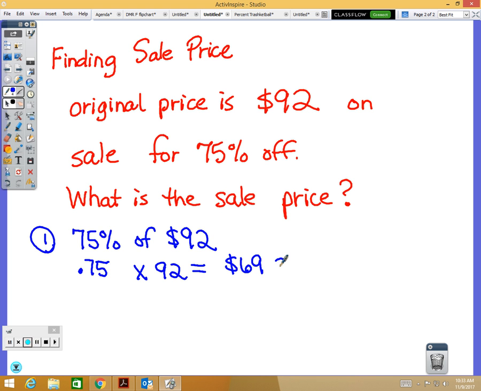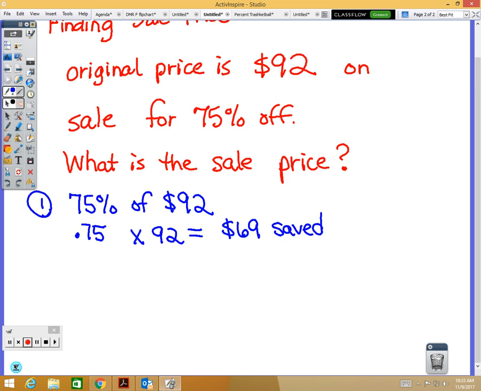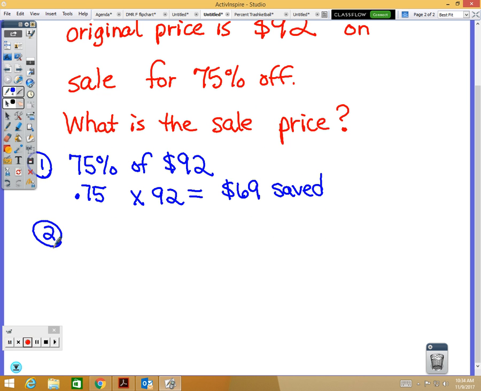That is not the answer yet. This is how much you are saving. Okay, again, they're taking 75% off. If they're taking it off, what operation in math is that? Subtraction. So the second step then is that we need to take the original price, $92, and subtract from that the $69, the amount that you're saving, and this will be the new price, the sale price, which is $23.